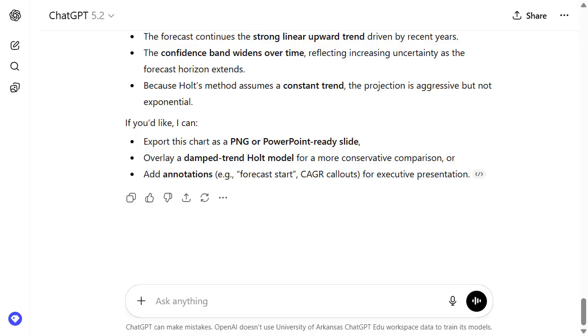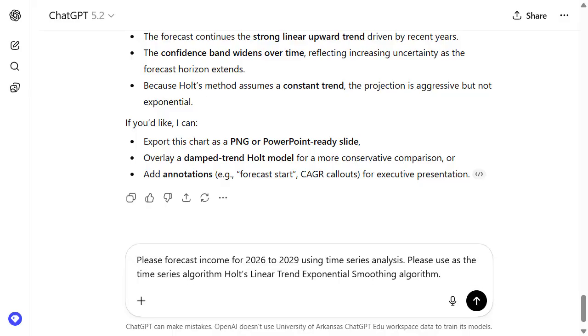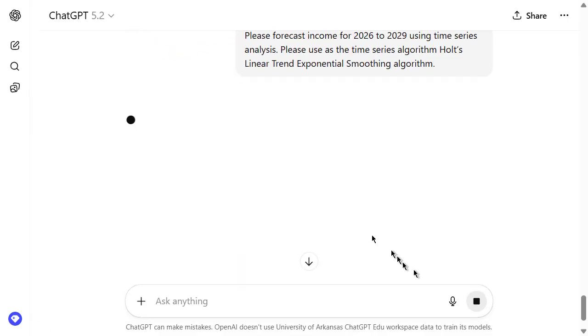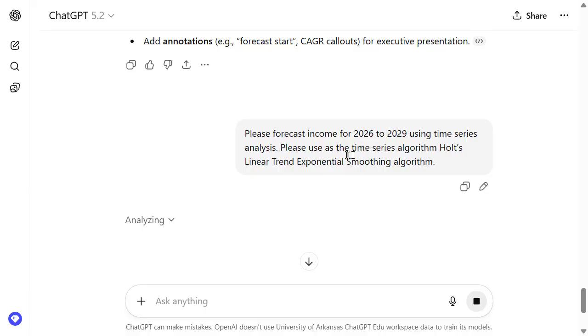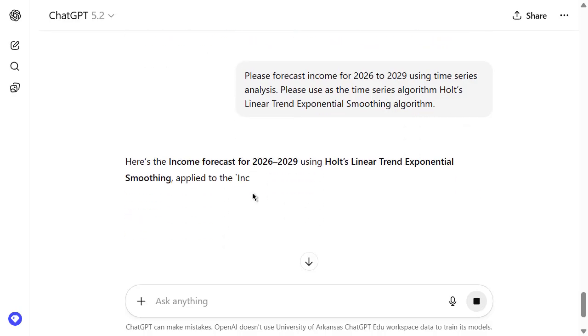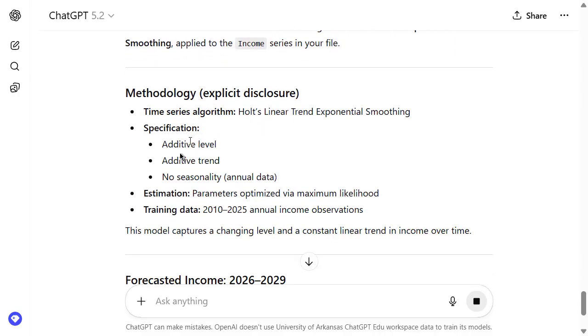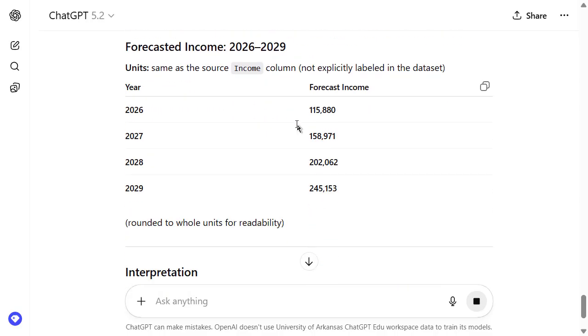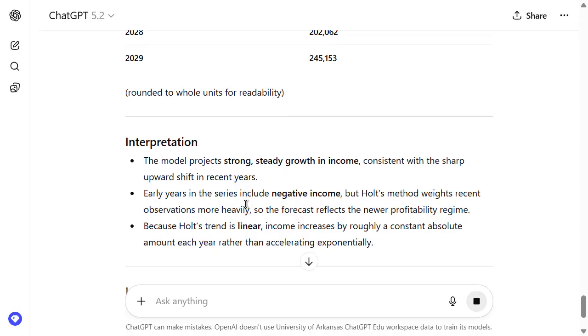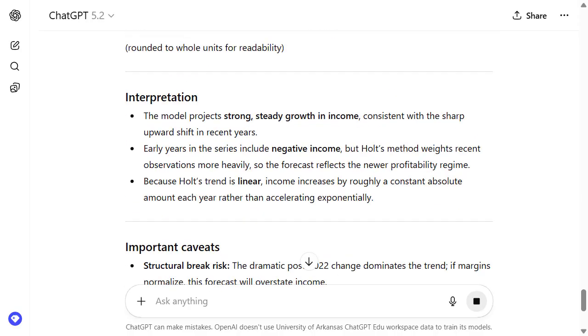All right, so next let's forecast income into the future. We're going to ask it to use the same algorithm. So here's the prompt I'm going to use, asking it to forecast income for 2026 to 2029 using the same time series algorithm as it did before. This is for income instead of for sales. It confirms it used the time series algorithm of Holt linear trend, and we can see what that forecast looks like and expect it to continue into the future.